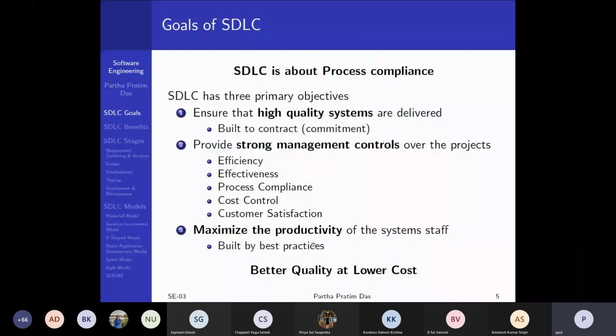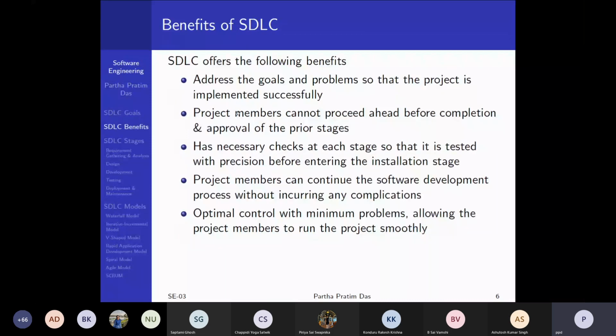Right. So naturally, if you ensure those, then you will get the proper benefit. It will address the goals and problems so that the project is implemented successfully. Project members will not be able to proceed before completion and approval of the prior stage. From one stage to the other, you cannot go unless you have management approval. You need to have that management control. It has necessary checks at every stage. Checks and balances are most important.